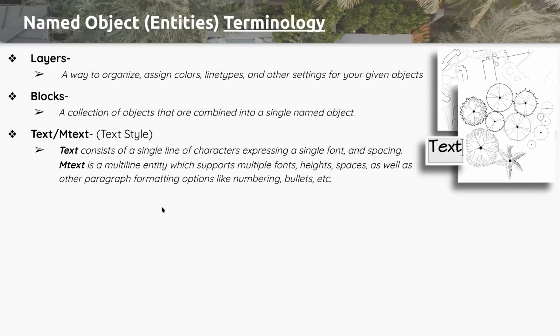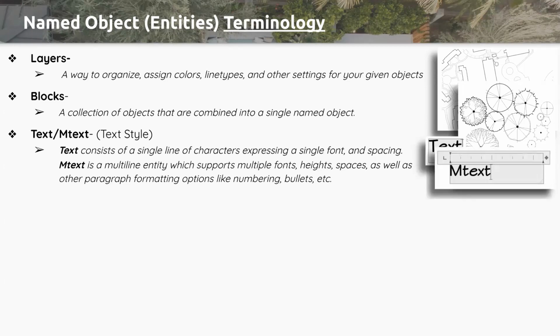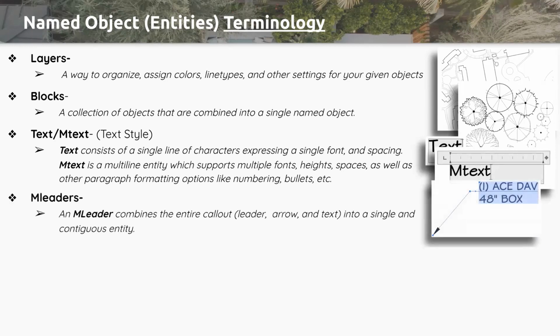So if we were going to look at what the text looks like versus what the MText looks like, just trying to identify those is how you do that. MLeaders are multi-leaders, and these combine a leader, arrow, and text into a single entity. So similar to blocks, where it's grabbing multiple things and making it one particular item. This is what an MLeader does. There's a lot of additional functionality that it can provide instead of keeping all of these three things separate.